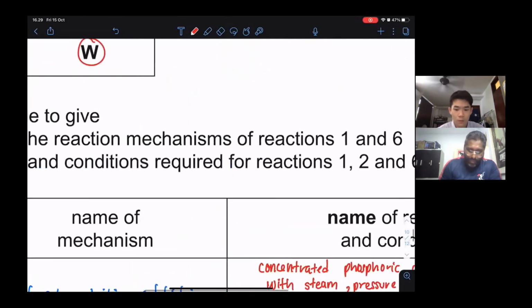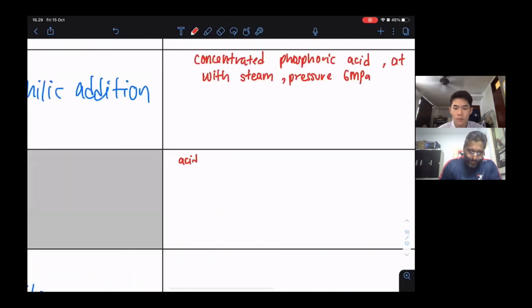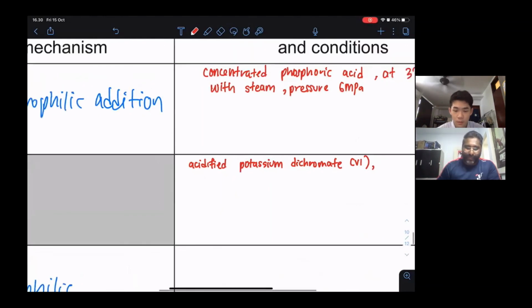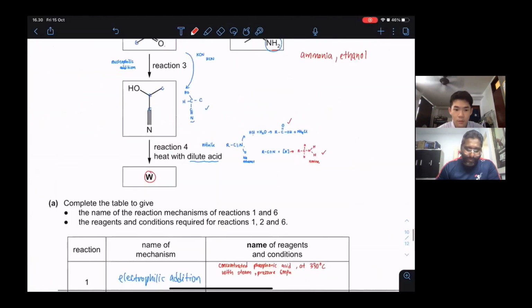So we just say acidified potassium dichromate(VI). And then the condition. Rather than writing heat under reflux, I don't want heat under reflux, because it will change into carboxylic acid. I don't want that.